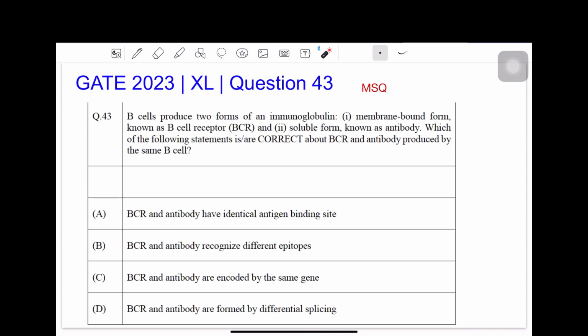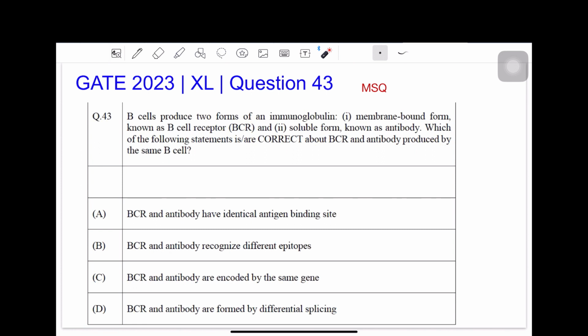And today we will be solving a GATE 2023 question from the paper Life Sciences, question number 43. Now, this is a multiple select question, which means that there will be more than one correct answer.